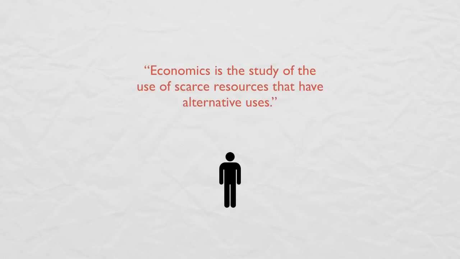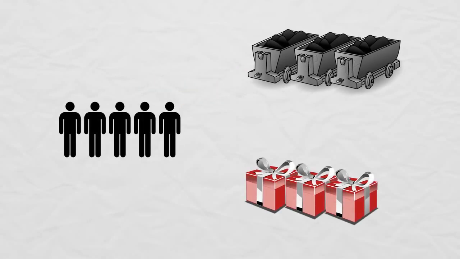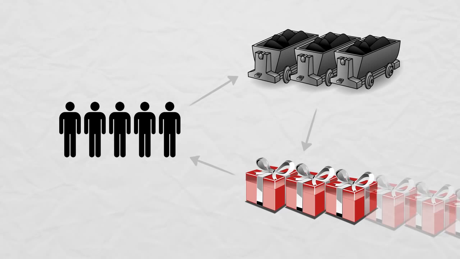Economics is the study of the use of scarce resources that have alternative uses. That's the classic definition of economics. Basically, there are people, and people need resources to fulfill their desires. These resources cannot be infinite, but the desires can be, so people need to make choices about how to use their scarce resources. Economists study these choices.